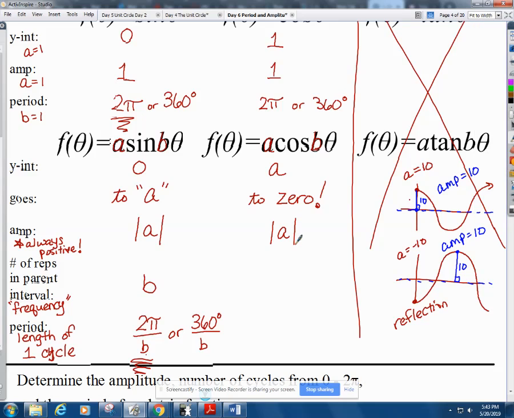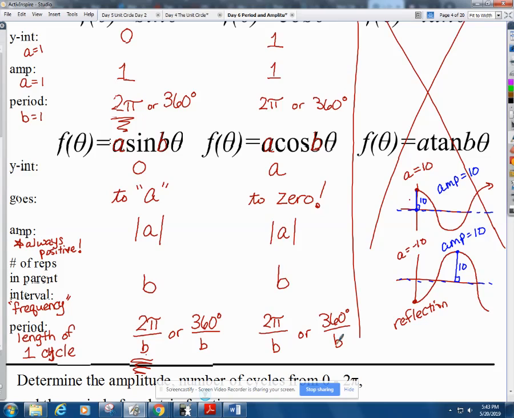The number of reps in the parent interval is still going to be whatever B is, and the length of one cycle is still going to be the period, which is always 2 pi over B or 360 degrees over B. So we are going to take a look at how to graph these, and then I'm done. So we are almost done.